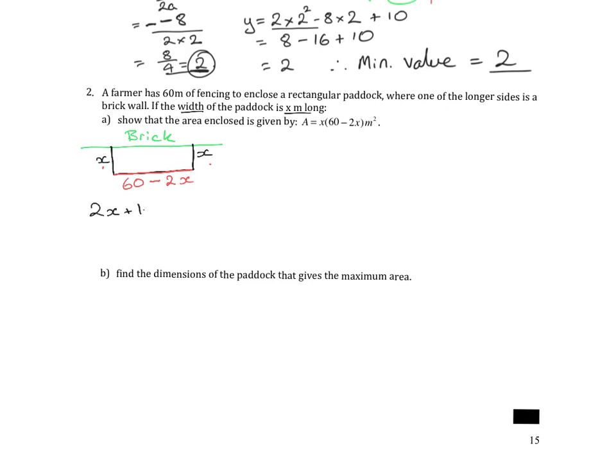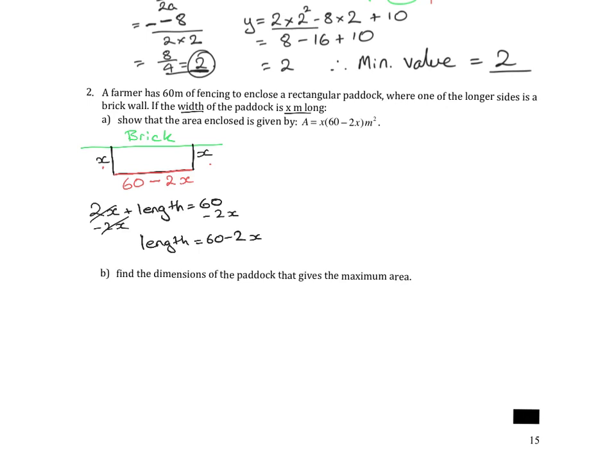2x plus the length equals 60. To get length on its own, I minus 2x from both sides. Cancel, cancel. Length equals 60 minus 2x, if that helps. Okay, so now that we've done that, we've got the length, and the width is x.